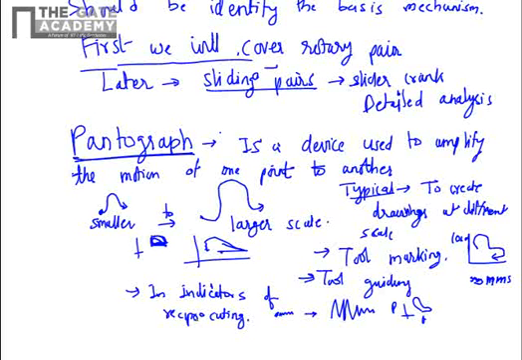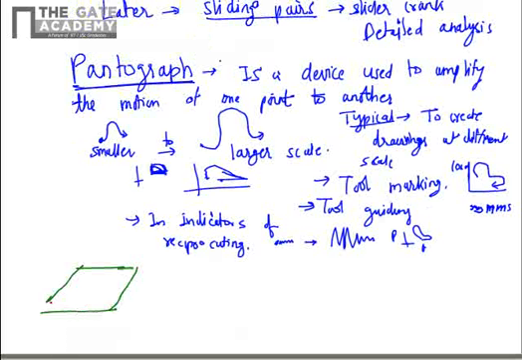So what is the basic mechanism inside a pantograph? I will draw a sketch for you. Basically, it is nothing but a 4-bar chain, a parallelogram chain. So you have a parallelogram here, A, B, C, D. So AB is equal to CD, and BC is equal to AD.